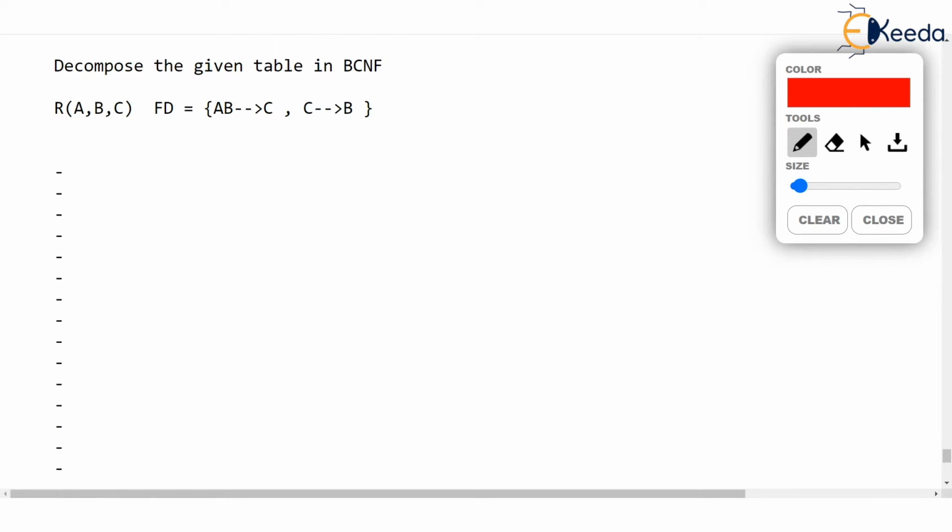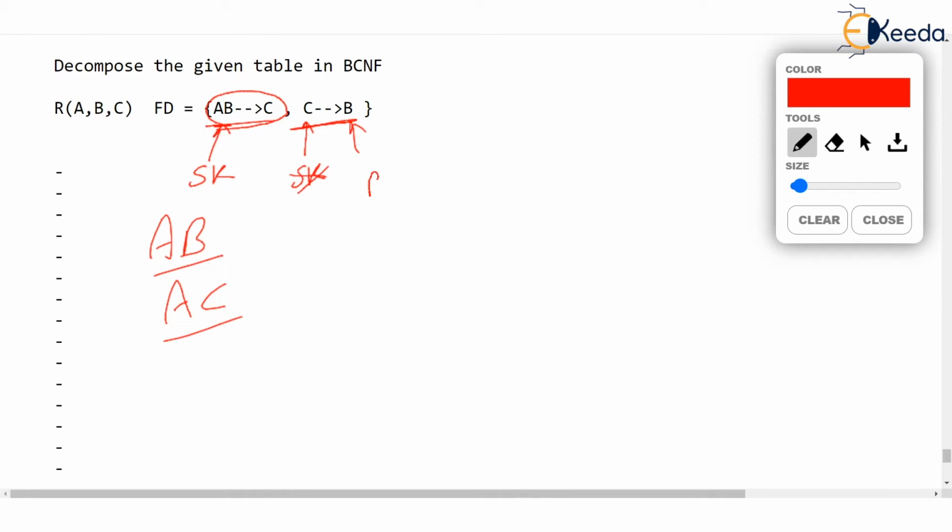So coming to the discussion, this table is not in BCNF, but is this in 3NF? Yes, because for this FD, left hand side is a super key. Remember, AB and AC are the candidate keys, so left hand side is a super key. Done. And is C determines B in 3NF? Yes, because although left hand side is not a super key, right hand side is a prime attribute. B is a prime attribute. In fact, all are prime attributes, isn't it? So this table is in 3NF.